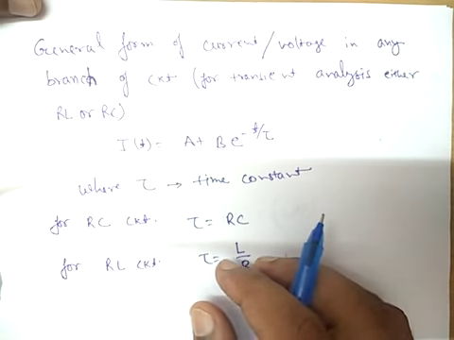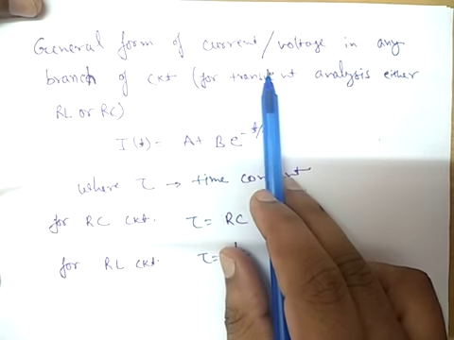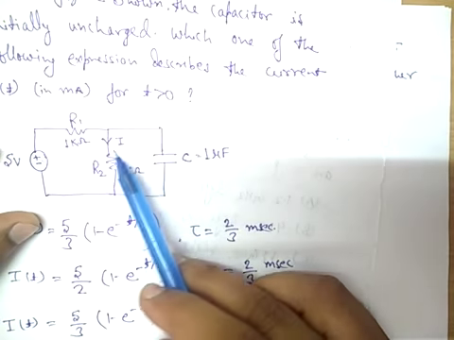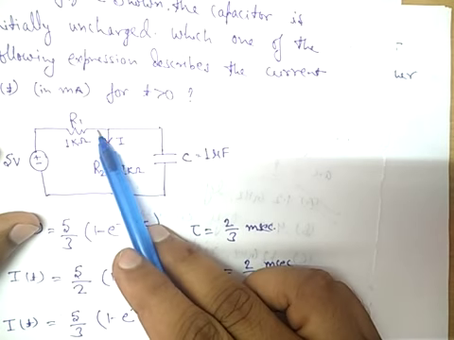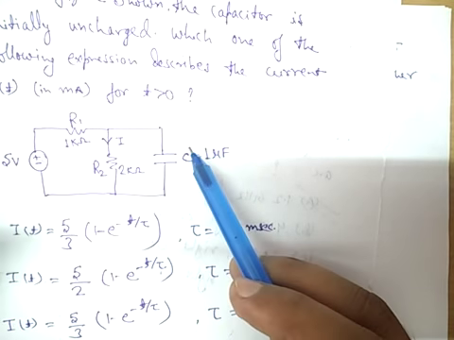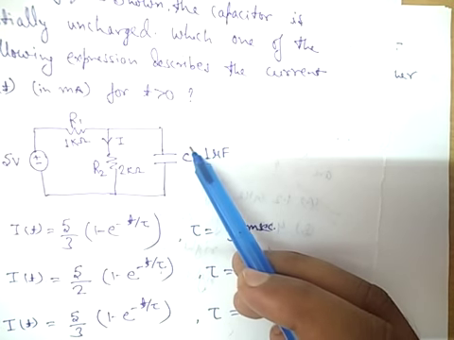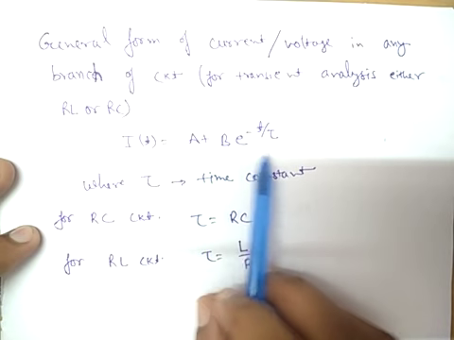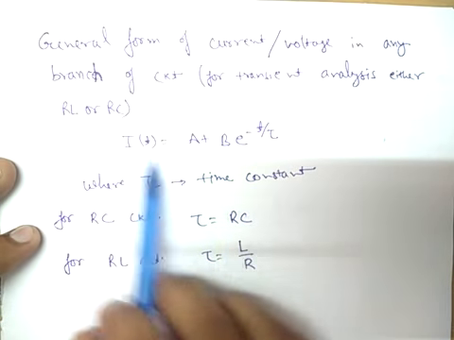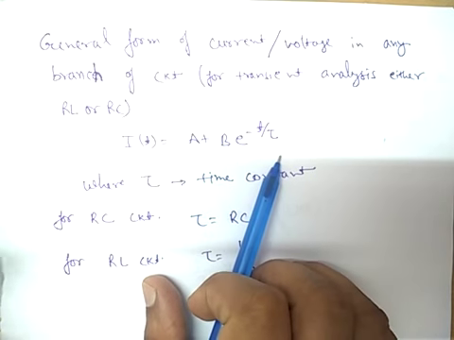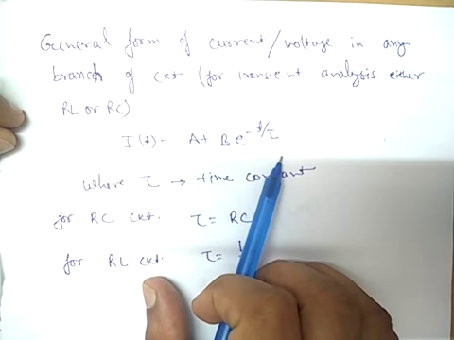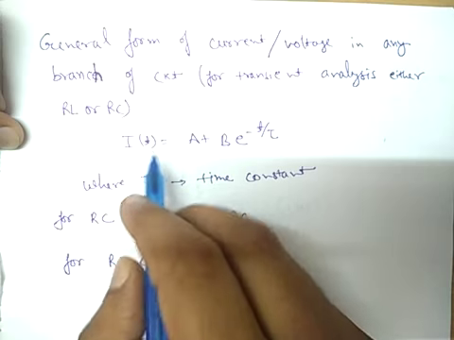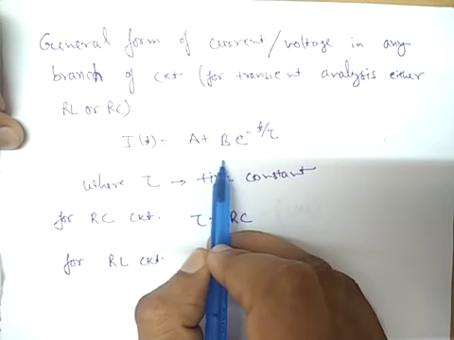In the general form, in any branch, whether you have to find the current in a branch or the voltage across a branch, whatever it is, we will directly use this expression: I(t) equals A plus B exponential minus t by tau. In each and every branch for transient analysis, whether it is an RL circuit or an RC circuit, we can use this expression in any branch.